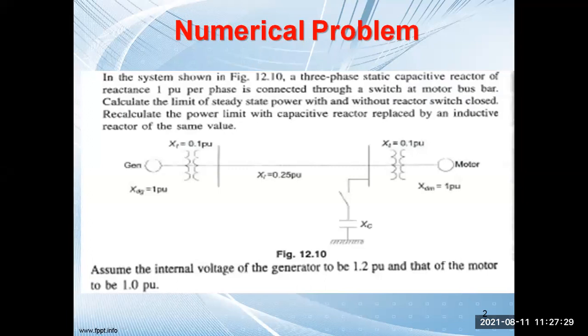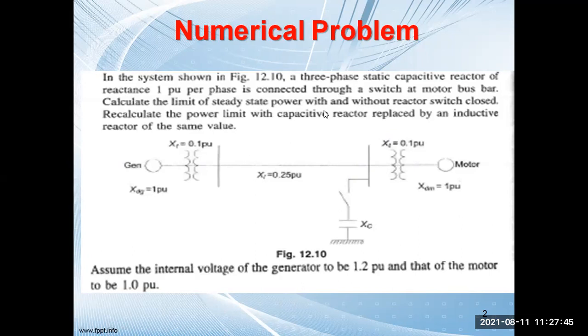In the system shown in figure, a three-phase static capacitor reactor of reactance 1 per unit per phase is connected through a switch at the motor bus. Calculate the limit of steady state power with and without reactor switch closed.